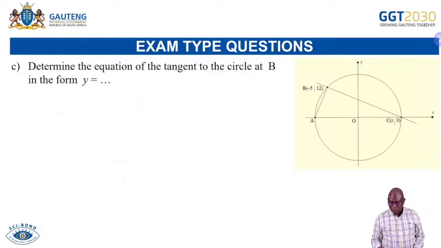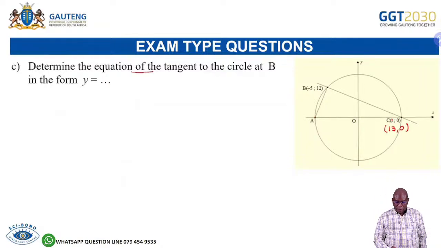Now, I know that this point here is 13 and 0, right? Now, they say determine the equation of the tangent to the circle at B. Not at any other point, but at B. So the equation of the tangent is the equation of the straight line. So a tangent is a straight line in the form y equals, which means I must write down this equation in the form y equals.